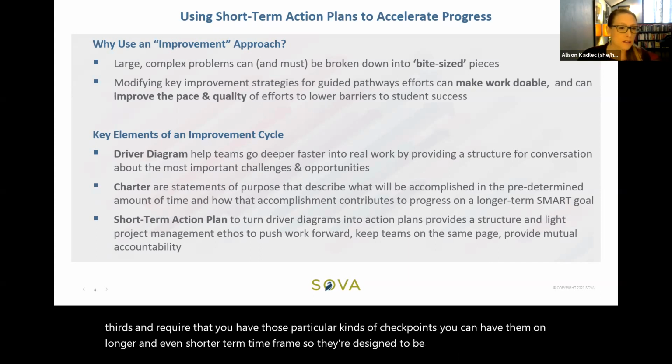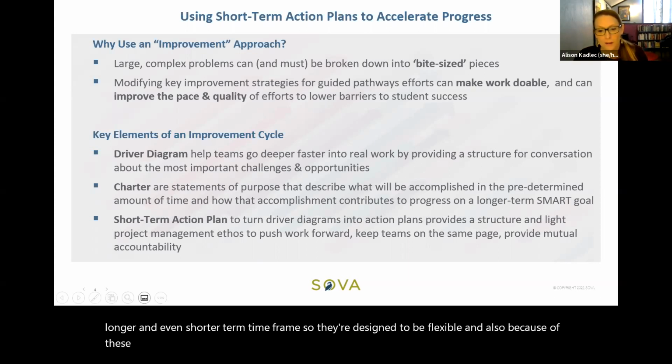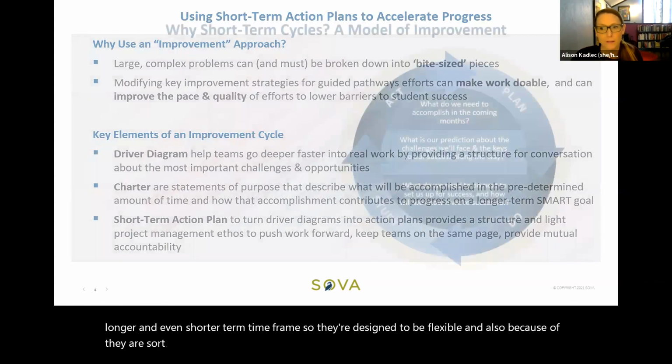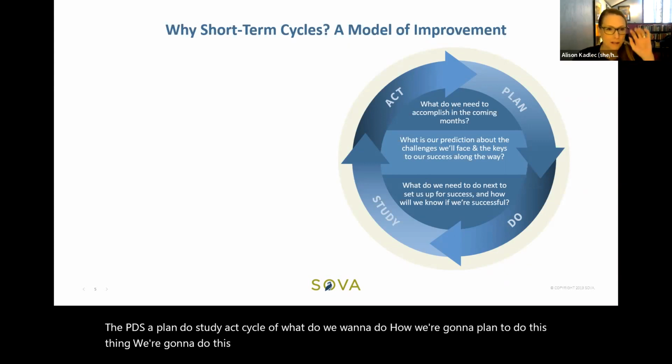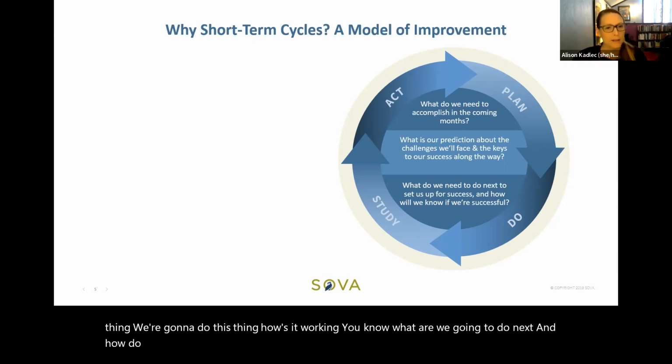And also because they are modeled on the PDSA Plan, Do, Study, Act cycle: what do we want to do, how are we going to plan to do this thing, we're going to do this thing, how's it working, what are we going to do next, and how do we feed that back into a continuous cycle of actually thinking about our work as ongoing.